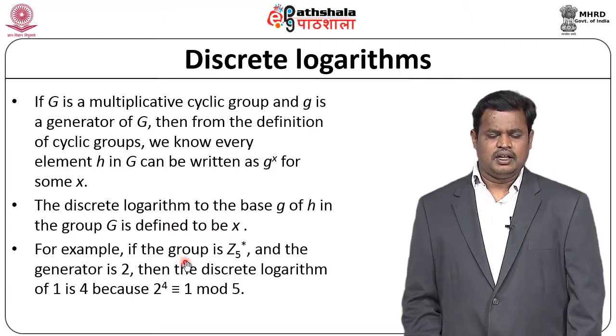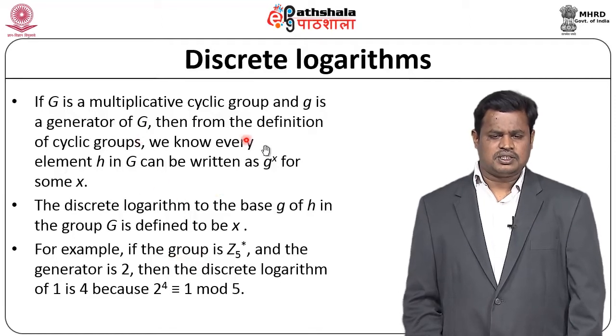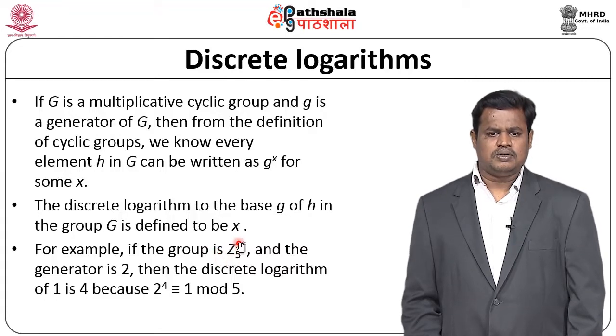Suppose, for example, if you want to understand this definition, we can take a multiplicative cyclic group, let us assume the group Z 5 with a multiplicative operation, where star is the multiplicative operation. If there is a generator 2, then the discrete logarithm of 1 is 4, because 2 power 4 is congruent to 1 mod 5.